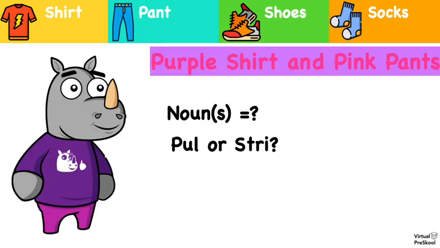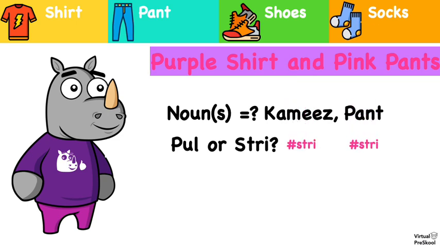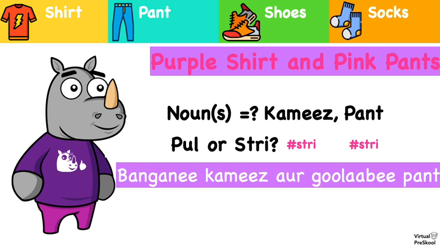Purple shirt and pink pants. What are the nouns? Shirt, kameez, and pants, pant. Is kameez pull or stri? Stri. What about pant? Also stri. So now put it together. Bangani kameez or gulabi pant.